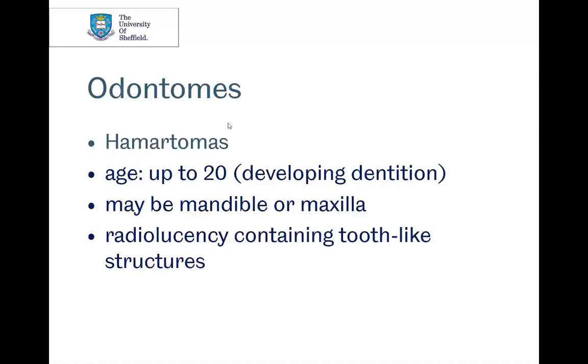What about odontomes? Now, I don't want to labour the point because you've already had this in other circumstances, but for completeness' sake, odontomes are hamartomas, that is, they are developmental abnormalities, but they grow within the growth period of the patient, within the developing dentition. You can get them in the mandible or maxilla. And sometimes you get a variety of radiographic appearances, all the way from a really very poorly defined radiopaque mass, which has got no structure to it at all, through to little collections of teeth.